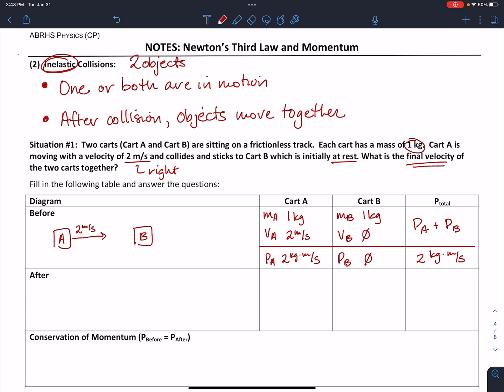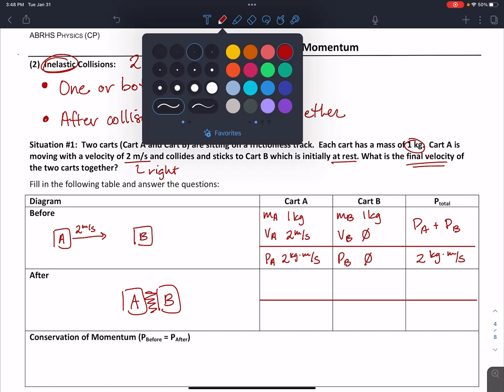Now we're going to see what happens afterwards. We're not really sure, to be honest. The only thing I know for sure is that A is now tangled up with B. But I don't know what speed it's moving, and I do not know what direction it is going in. So this time when we look at the after situation, we really are considering these two things at the same time.